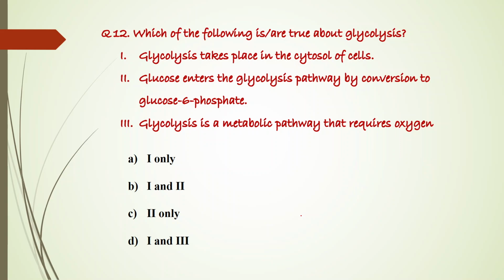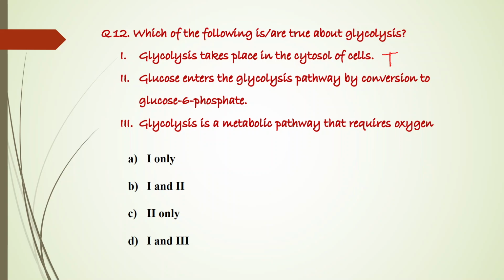Fine. This one states, which of the following is or are true about glycolysis? Let us see. First, glycolysis takes place in the cytosol of cells. Absolutely, if we remember the diagram, glycolysis happens in the cytosol, whereas the Krebs cycle occurs inside the mitochondria. So the first statement is a true statement. It definitely occurs in the cytosol.